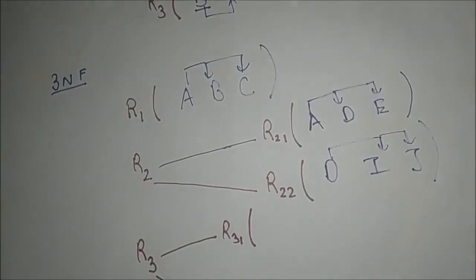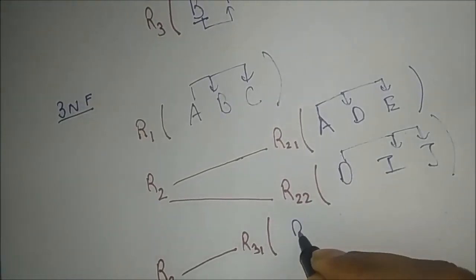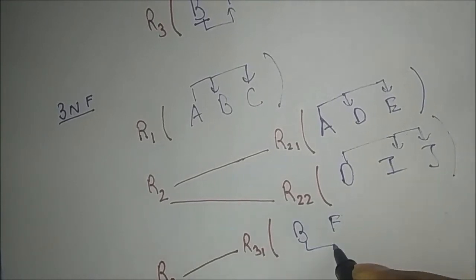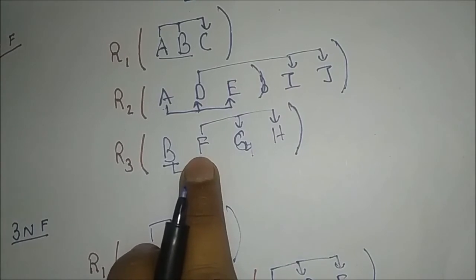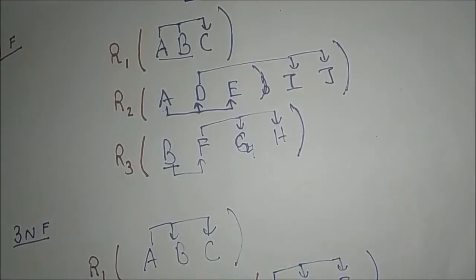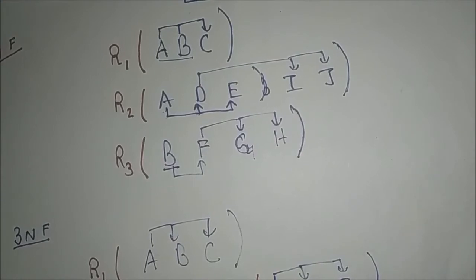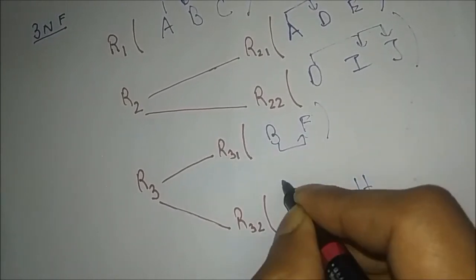Similar case will happen in R3 also. From B we will get F. And F is a non-prime attribute. A non-prime attribute depends on another non-prime attribute. This is again a clear-cut case of transitive dependency, which 3NF does not allow. So now F, G, H is another relation.